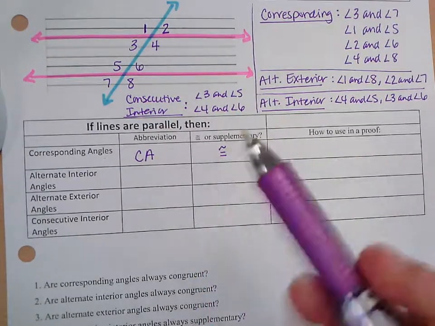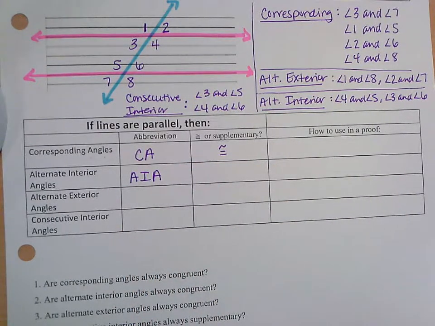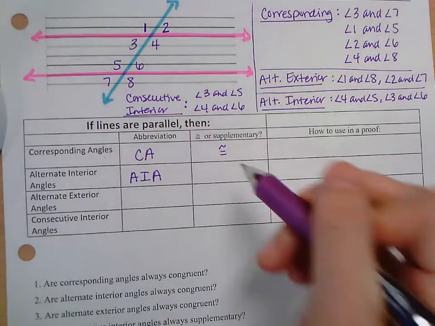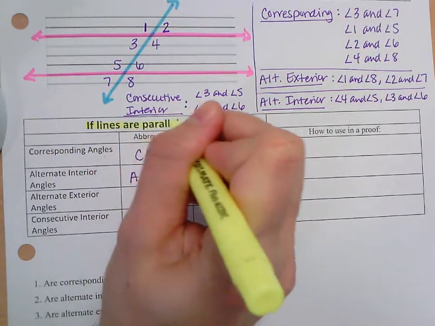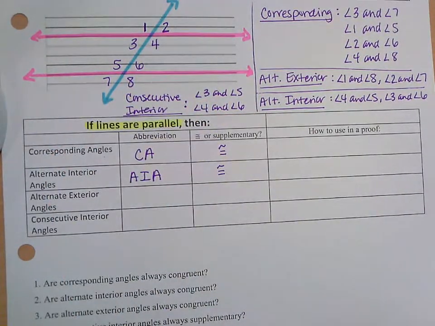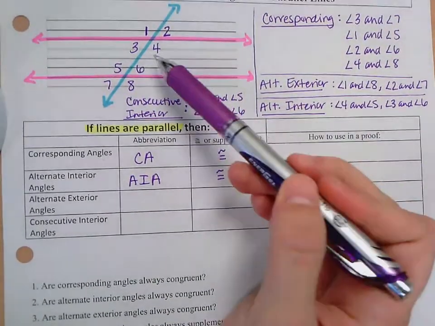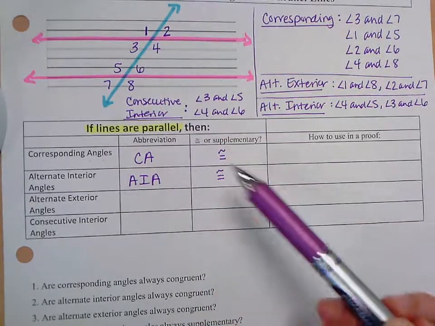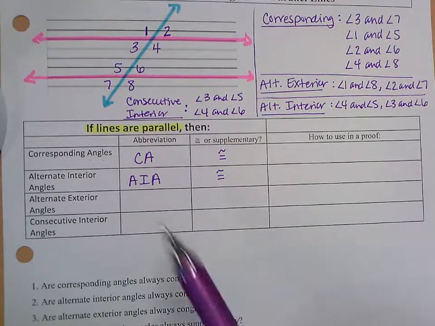Alternate interior angles, so you can abbreviate that AIA. Alternate interior angles are also always congruent when the lines are parallel. So the key here is I don't want you to miss out on this. This is if the lines are parallel specifically. So our alternate interior angles are 4 and 5 and 3 and 6 on our picture. 4 and 5 would be congruent. 3 and 6 are congruent to each other.